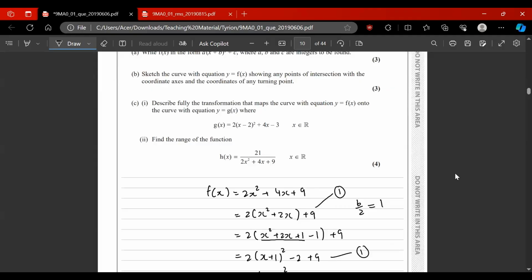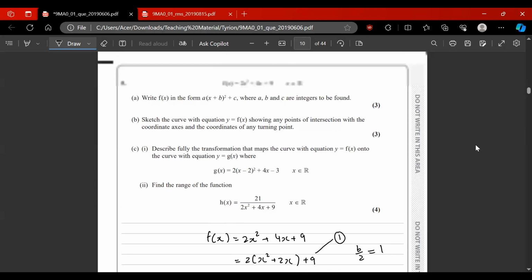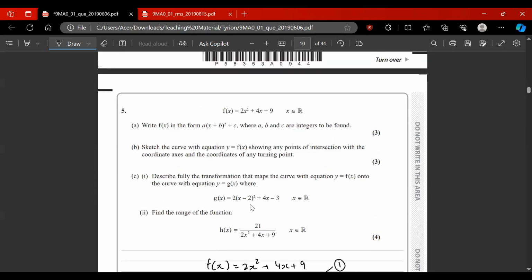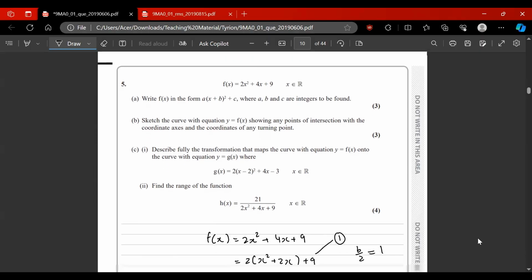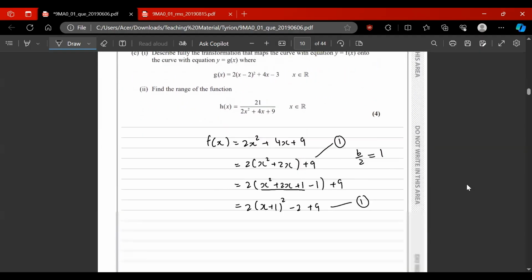Moving on to part C here: describe fully the transformation that maps the curve with the equation y = f(x) onto the curve with the equation y = g(x), where g(x) is given as this function over here. So for this one, we need to first substitute into our function. You can see x − 2 is what they've used in substitution. So we can put that into our function and see what we get.